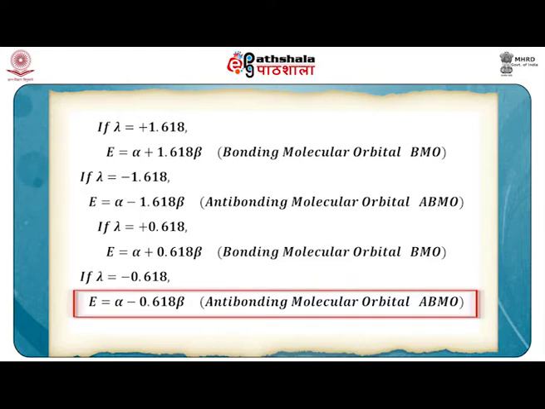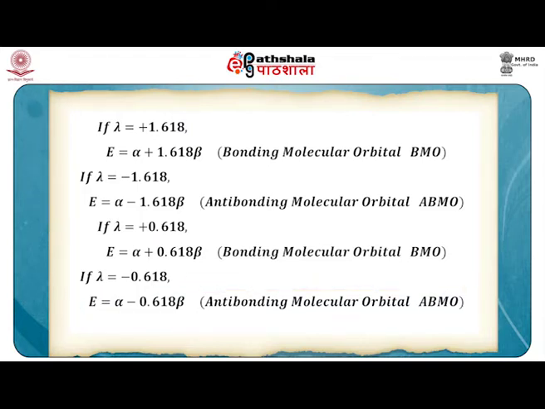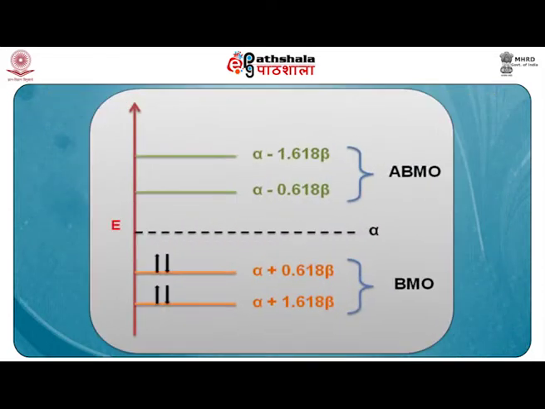So by the solution of the Huckel determinant for 1,3-butadiene, we get 4 molecular orbitals: two are bonding and two are antibonding. If these orbitals are arranged in increasing energy, the bonding molecular orbitals come at the bottom and the antibonding orbitals at the top. Based on these results, the Huckel energy level diagram for the butadiene molecule can be shown.